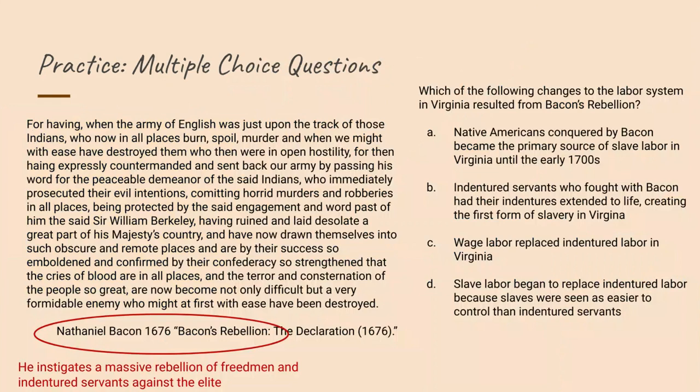And so if we can break down this quote, fantastic. But I want to highlight some key strategies that, when faced with a quote like this, you can use in order to save time when choosing or selecting an answer. First of all, we know this is coming from Nathaniel Bacon, okay?